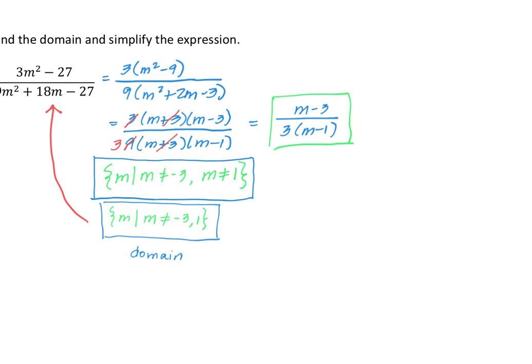When we're looking at rational expressions, they can get pretty ugly. So oftentimes we just leave the answer in factored form. Notice I didn't distribute this 3 in the denominator and write 3m minus 3. It's not necessary. In fact, it's preferred to just leave it in factored form.